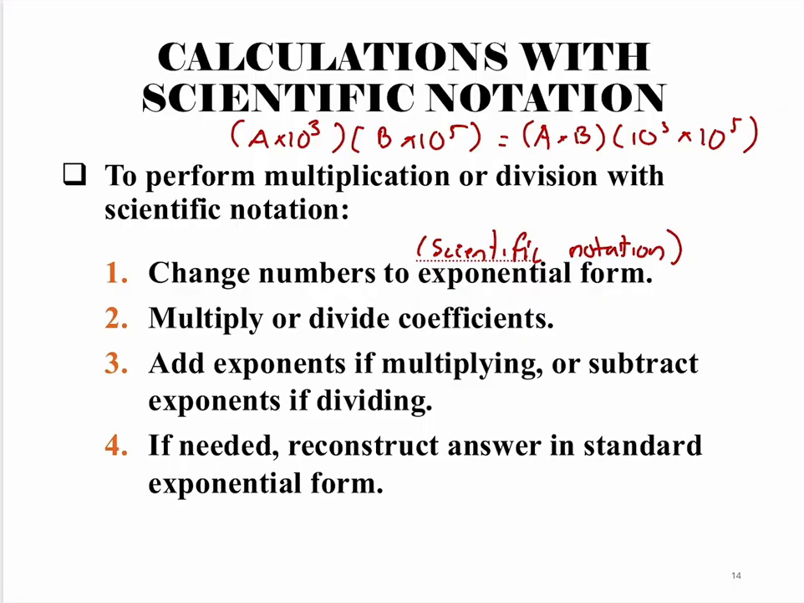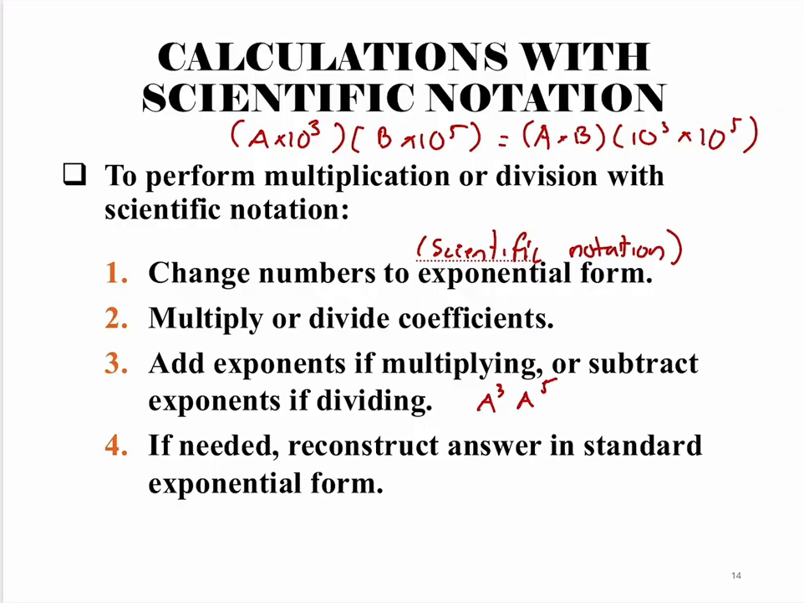Then we add exponents if we're multiplying, or subtract exponents if we're dividing. And so, well, what does that mean? Well, if we have a number, I'm going to use some arbitrary number, like a to the 3 times, we'll use a to the 5, right?